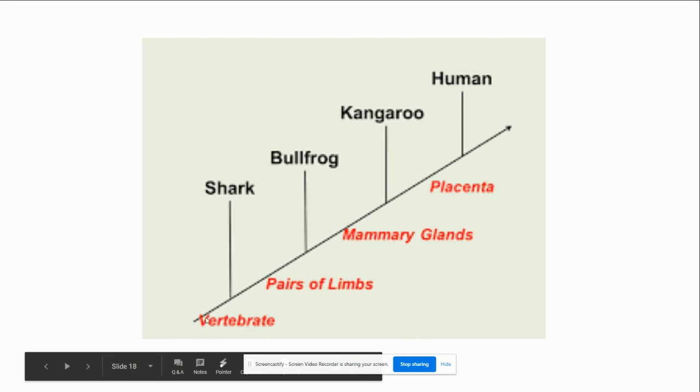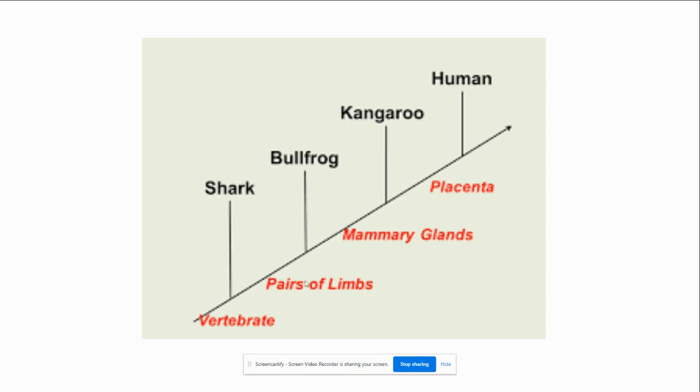And so remember how we draw. They all have vertebra. Sharks do not have limbs. So you notice this would be the next characteristic that evolved. Only the things above to the right have that characteristic. Now our bullfrogs don't have mammary glands or placentas. And then finally we get all the way up here and our humans have the placenta. This also tells me humans are more closely related to kangaroos than they are to bullfrogs. And that makes sense as well.